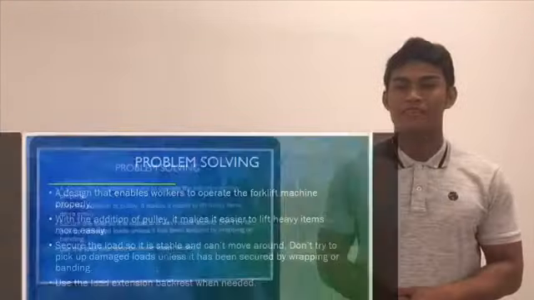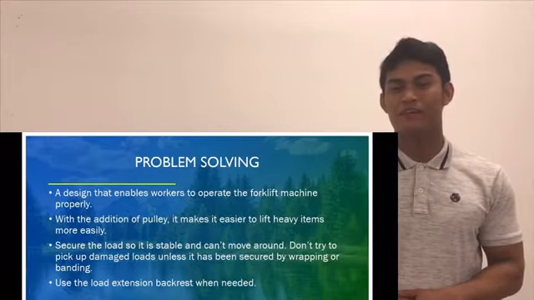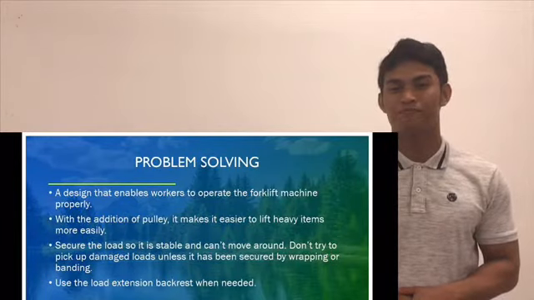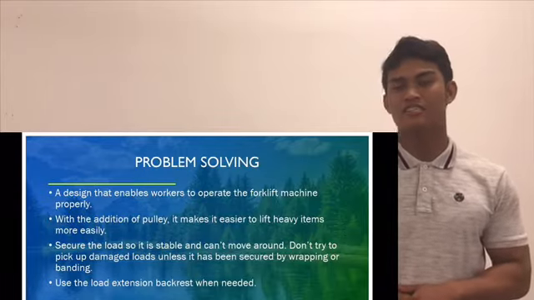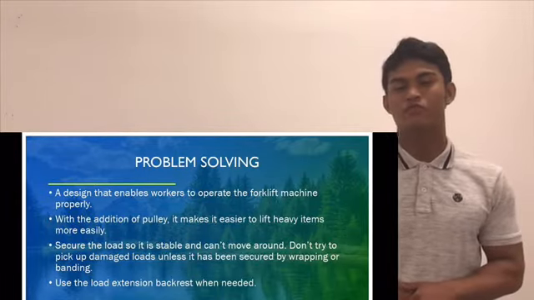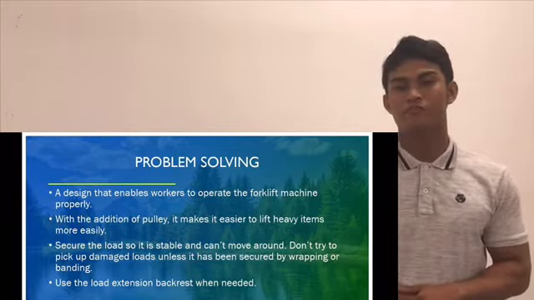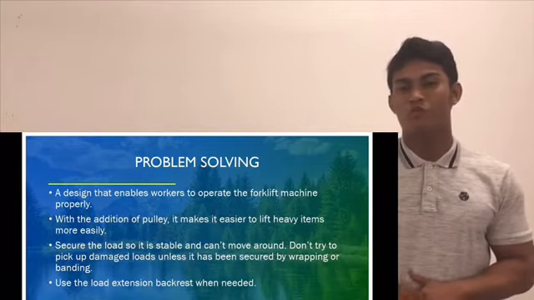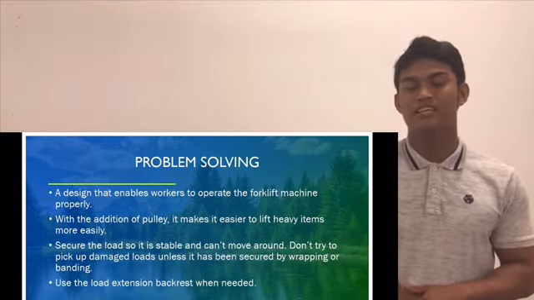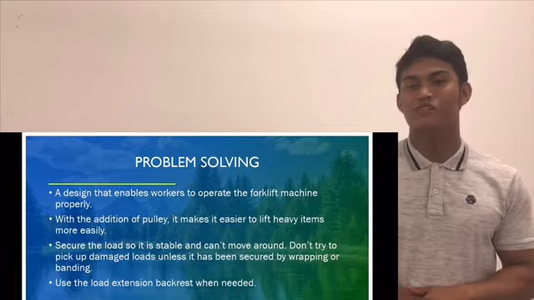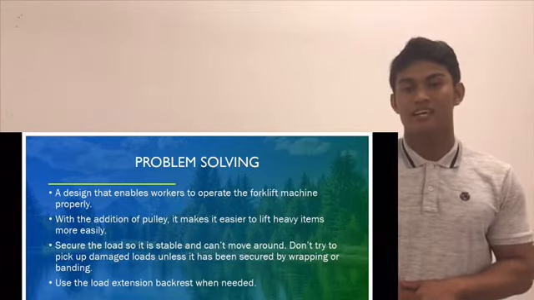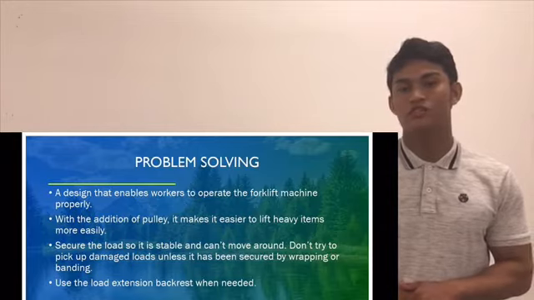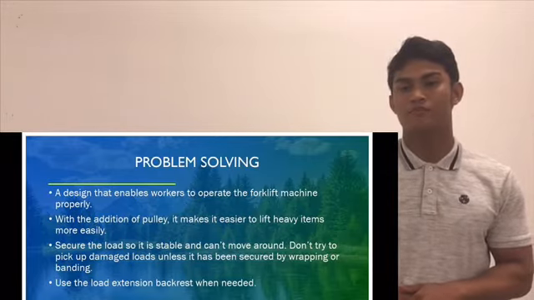My name is Akmal Salihin bin Nasarudin. My metric number is F1210. Okay, the problem solving is, first, a design that enables workers to operate the forklift machine properly. Second, with the addition of a pulley, it makes it easier to lift heavy items. Third, secure the load so it is stable and can move around.